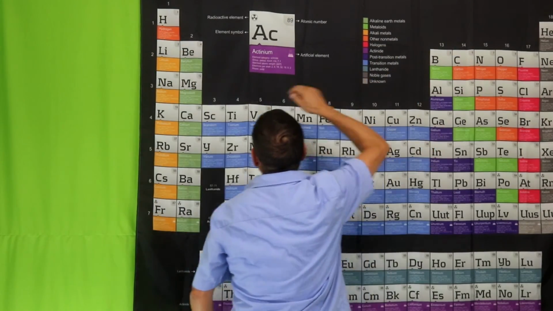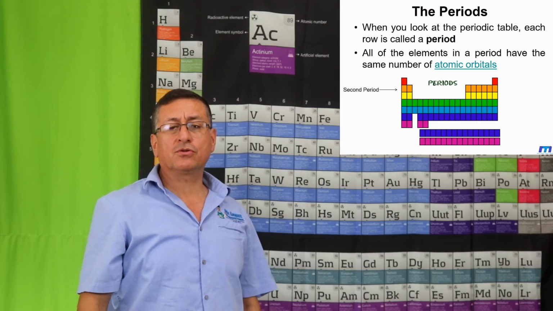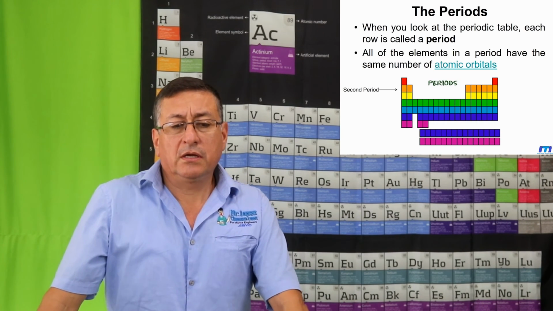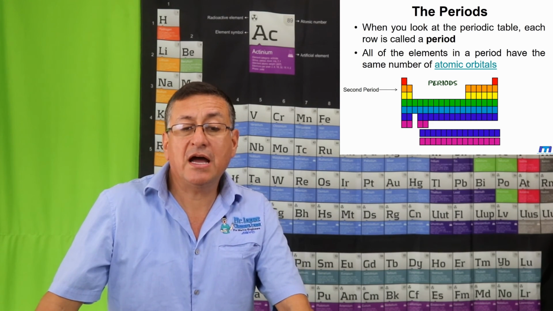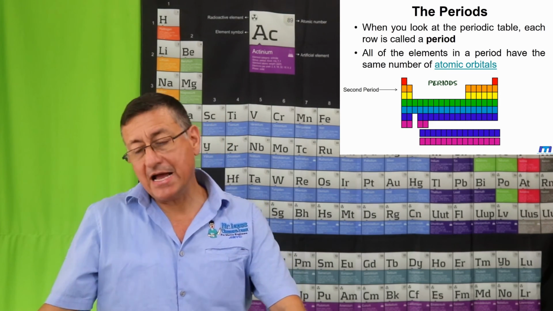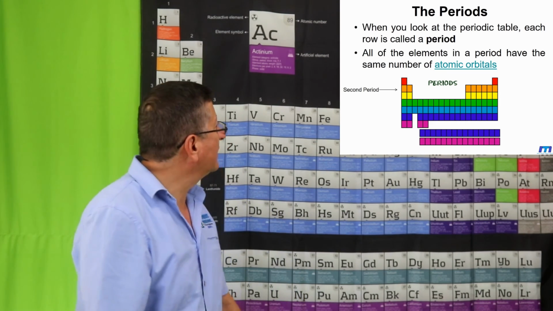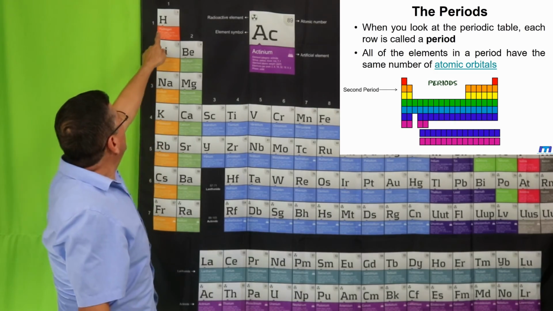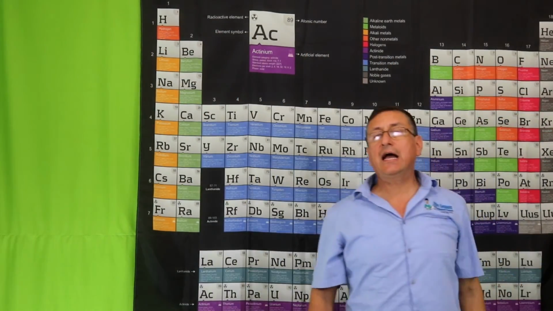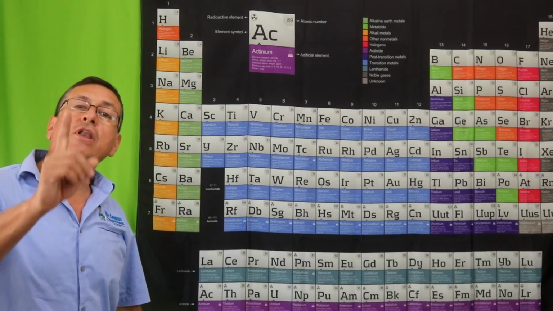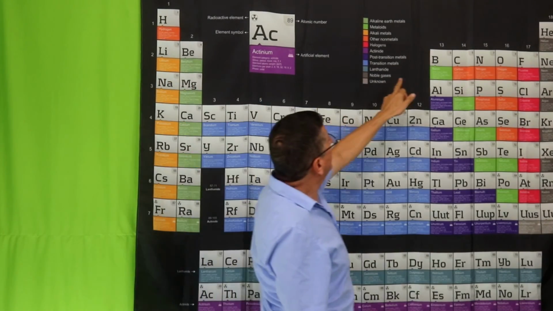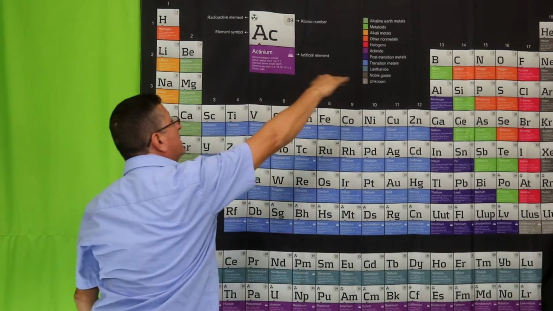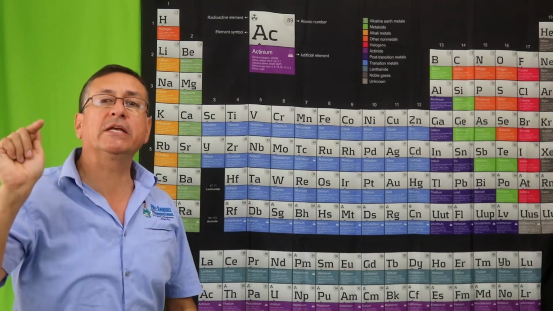Those horizontal lines are the periods. Each row is called a period. All the elements in a period have the same amount of orbits. What is the meaning of that? The elements located here and here, hydrogen and helium, have only 1 orbit. The elements located in the second row have 2 orbits. According to this is the amount of orbits.